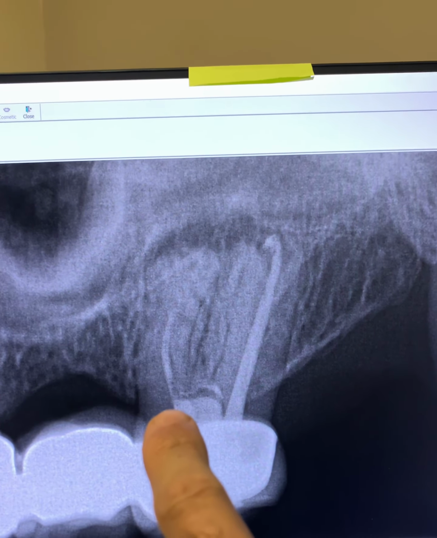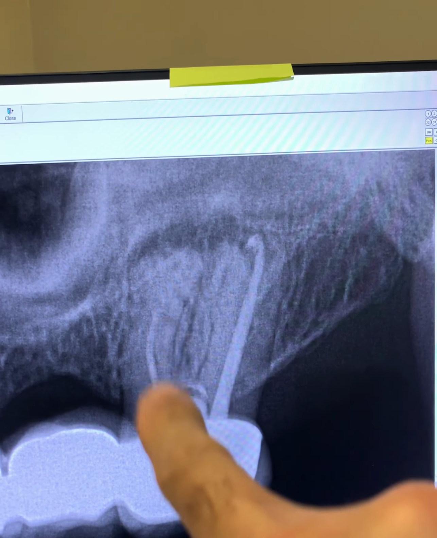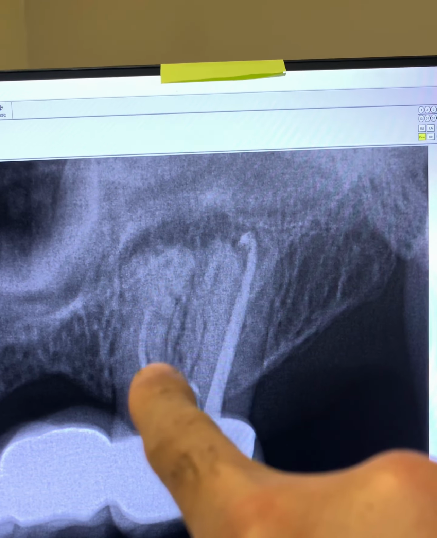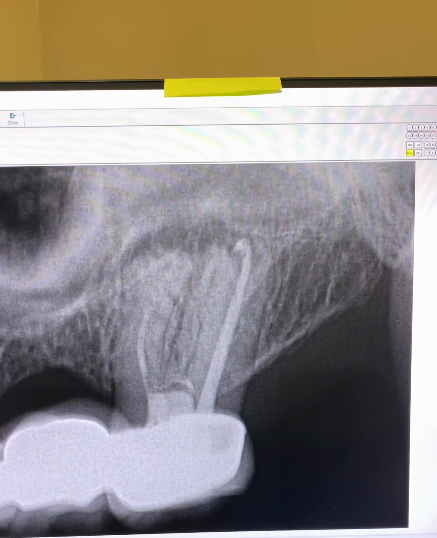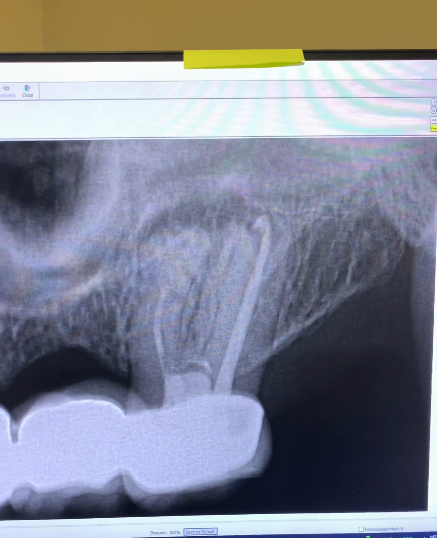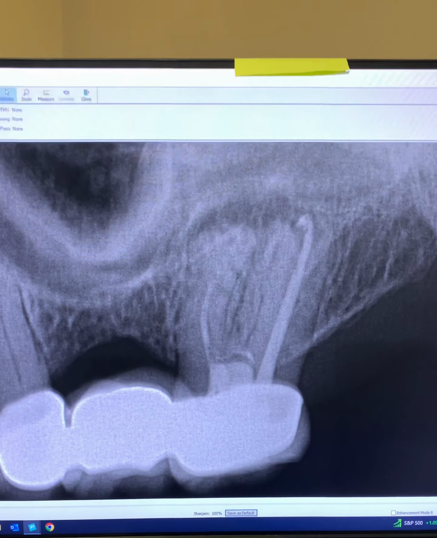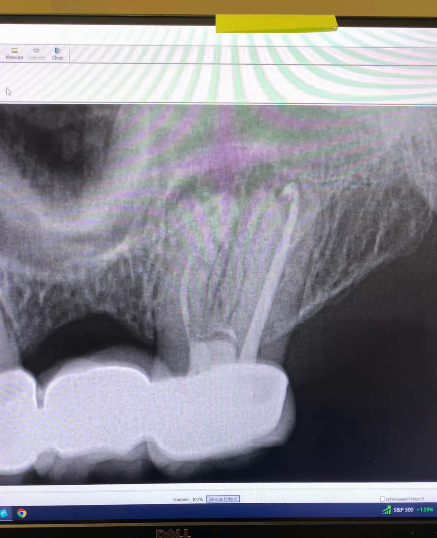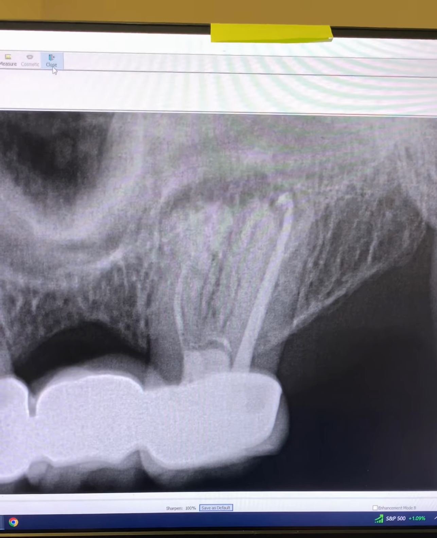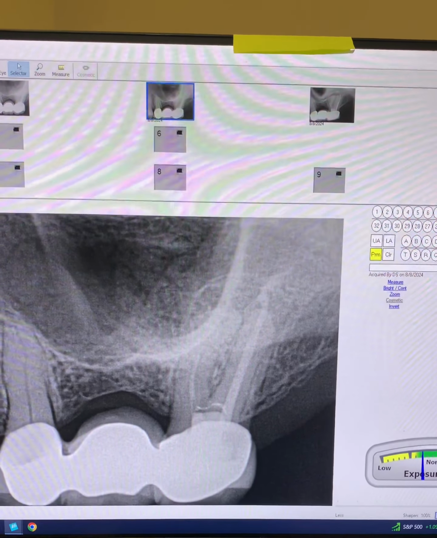And the MB canal that he found, look how short he instrumented and then obturated the canal. And again, you can see the periapical radiolucency. So we discussed options with the patient, and patient really wanted to try to save the tooth. So that's what we did. Take a look.